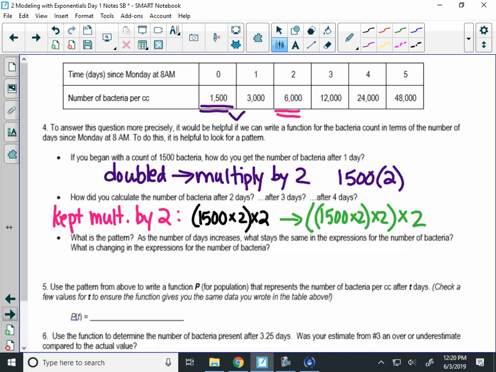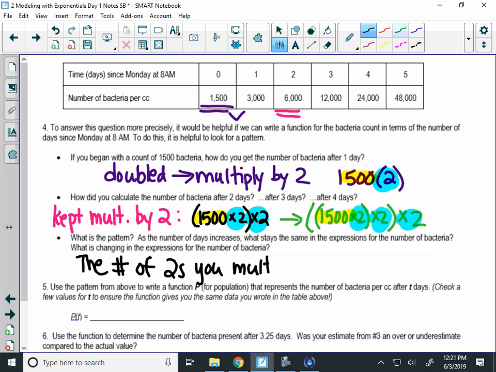So what's the pattern? Well, as the number of days increases, what stayed the same? Well, we still started with the 1,500, right? So I know this is kind of a funky way to write the expression, but each one of these had a 1,500. But every time we multiplied by a new day, initially we were multiplying by 2 once. Then we multiplied by 2, 2 times. And multiplied by 2, 3 times. So the pattern here is that the number of 2's you multiply by increases. But the 1,500 stayed the same.